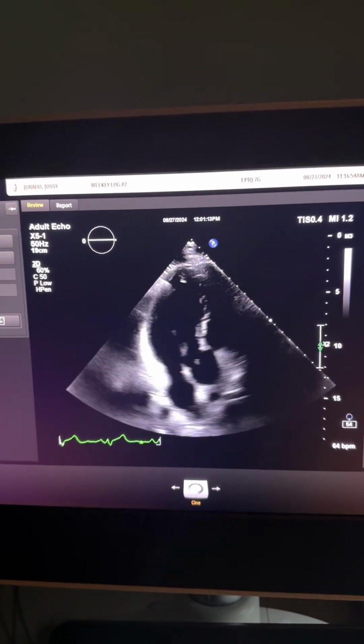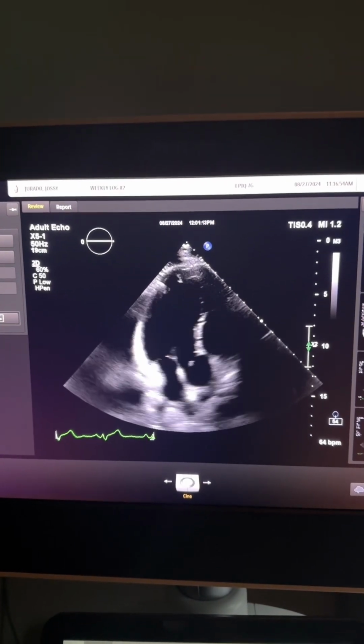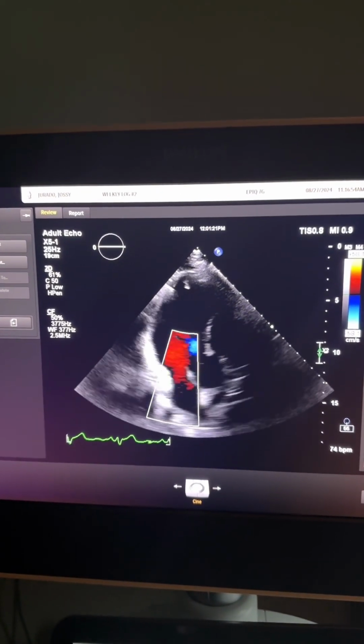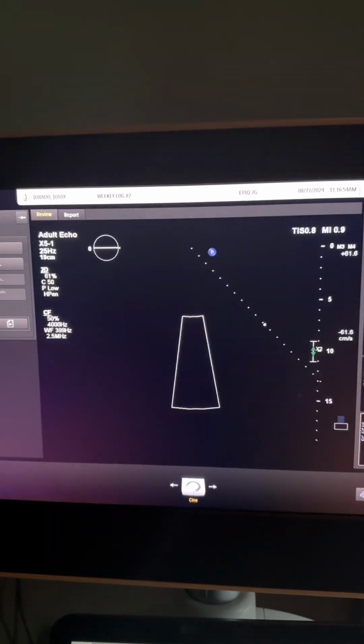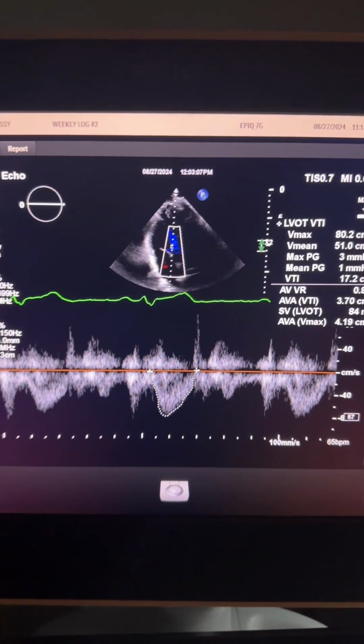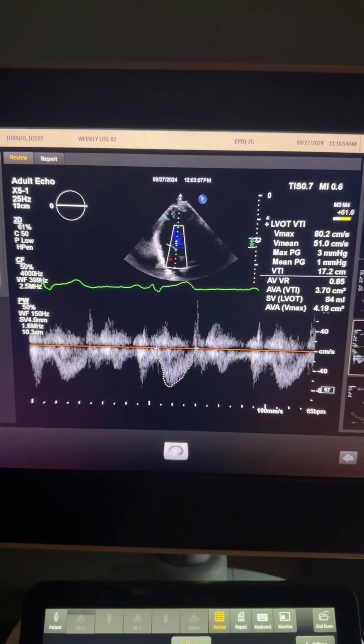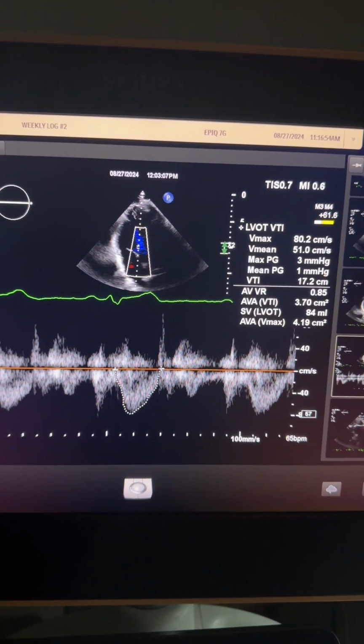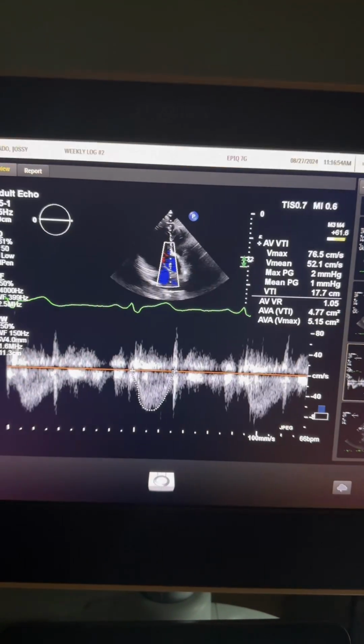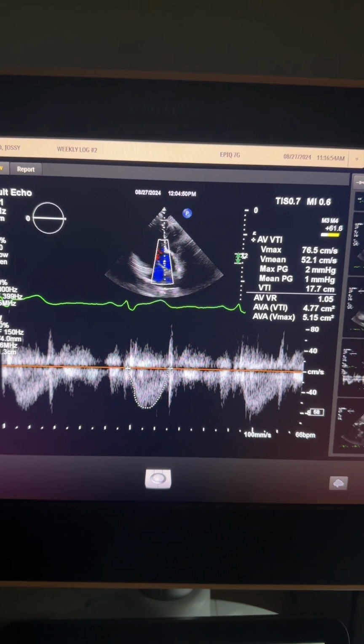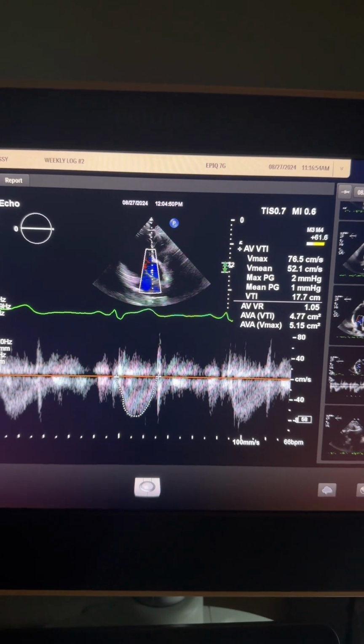I moved into my apical 3 chamber, added color to both valves. I took a pulsed wave Doppler of my LVOT and measured its Vmax. I also took a continuous wave Doppler of my AV and measured the VTI.